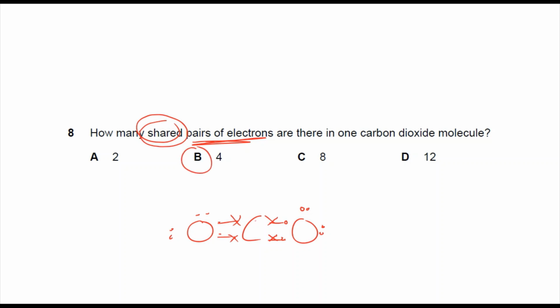If you overlook the word shared and you just read it in a flow like how many pairs of electrons are there, then you would have been like 1, 2, 3, 4, 5, 6, 7, 8, and your answer would have been incorrect. Or if you overlook the word pairs, then again your answer would be incorrect. So do give each MCQ a good reading before solving it. Let's move to the next question.